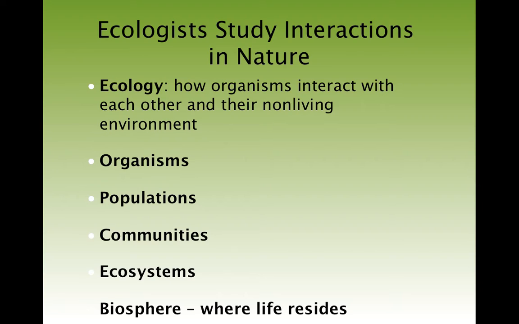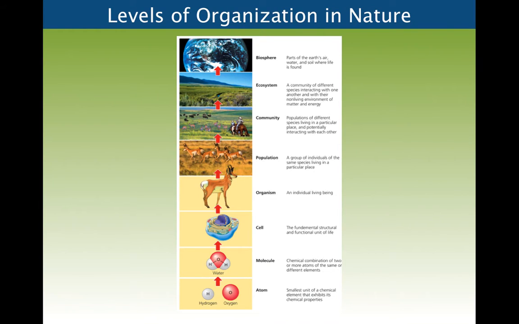We're looking at that part of the atmosphere where animals and organisms are, the part of the geosphere where organisms are, the part of the hydrosphere where organisms are. And here's a chart showing you the levels of organization in nature. Ecologists are mainly going to focus on your top five, which are your biosphere, ecosystems, communities, and populations and organisms or species.